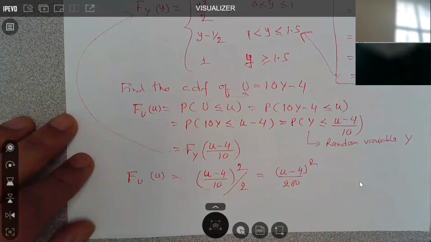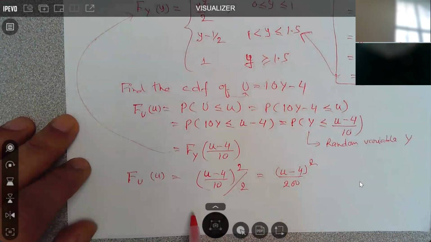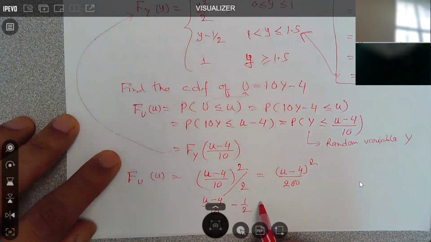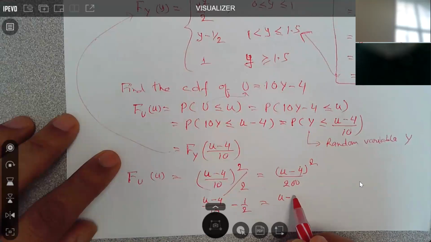It is a little bit different than what you were doing before, because it has two pieces here, right? Now here you see. For this part, plug in u minus 4 over 10 minus 1 over 2. So this is equal to u minus 4 over 10. So this is equal to 5, so equals to -5.